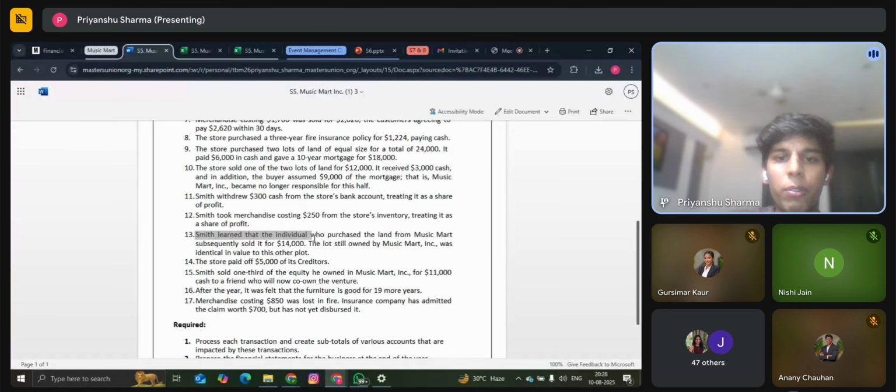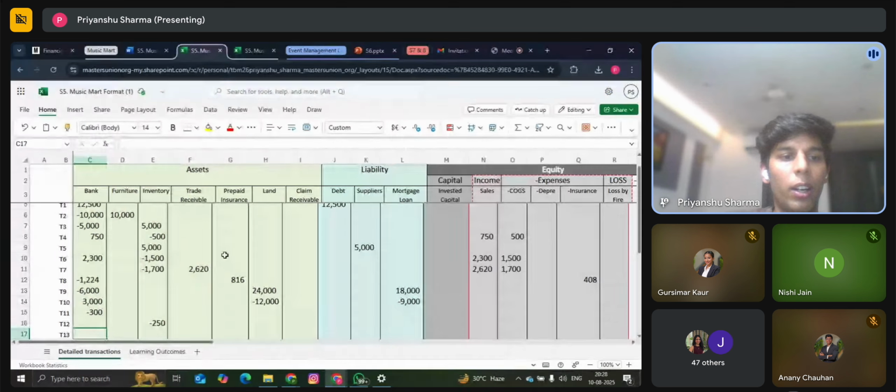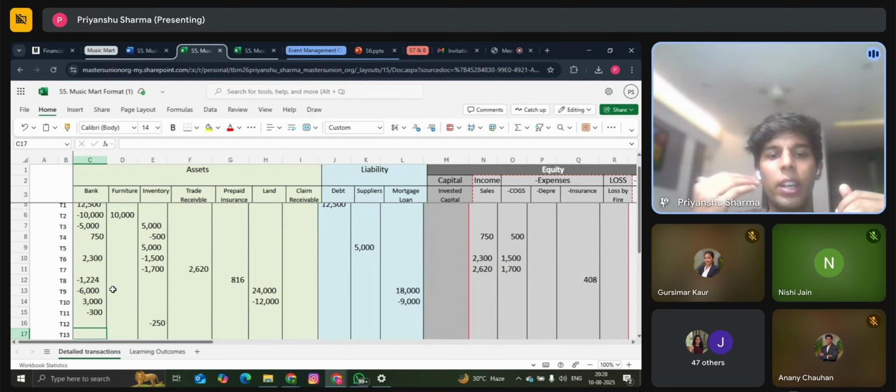Smith has learned that the individual who purchased the land from Music Mart sold it for 14,000. The lot still owned by Music Mart was identical in value to the other plot. Okay, so basically what they're saying is that the land the other guy purchased in transaction number 10 has become worth 14,000. Let's say today I sold land to someone, and day after tomorrow it is sold for 12,000, and then it becomes a value of 14,000 in the market.